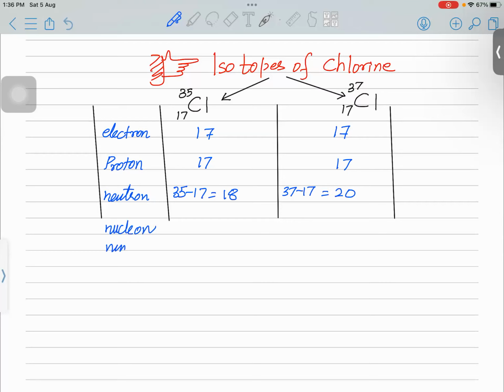And nucleon number: here nucleon number is 35 and here nucleon number is 37. So you can see that they are isotopes because they have the same electrons and protons and different neutrons and nucleon number. You have to memorize hydrogen, you have to memorize chlorine. This is a part of the syllabus. You have to memorize it.